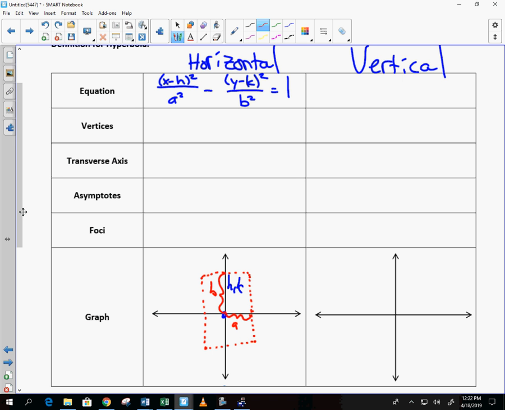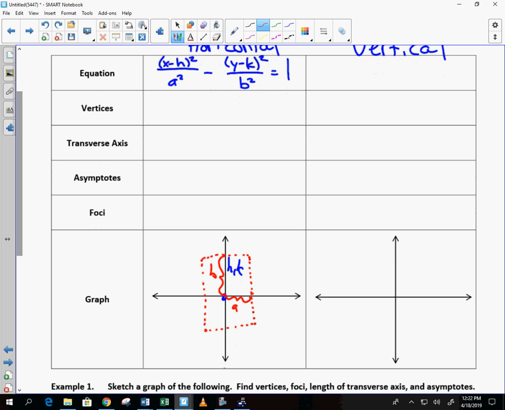Everybody okay with that? Second thing I do is I draw these imaginary lines that go through the diagonals of the box. Anybody want to guess what we call those lines? Diagonals, we have a more technical name with hyperbolas. Hint. It's, yep, asymptotes. These are your asymptotes.